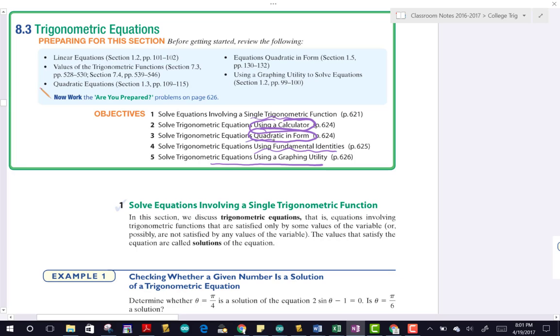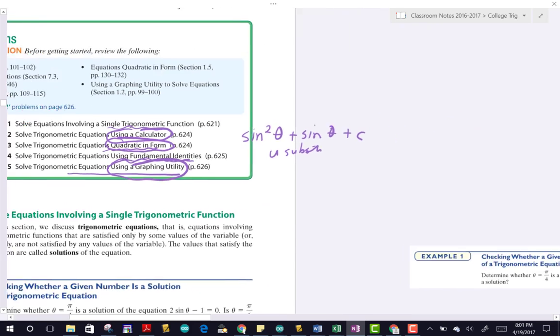We're going to solve trig equations that are quadratic in form, so you can kind of think ahead about what those might look like: sine squared of theta plus the sine of theta plus a constant, and then think about how you might do a u substitution. We're going to use some of the fundamental identities that we've already talked a little bit about, and then we're going to look at how to solve these kinds of equations with our calculator.